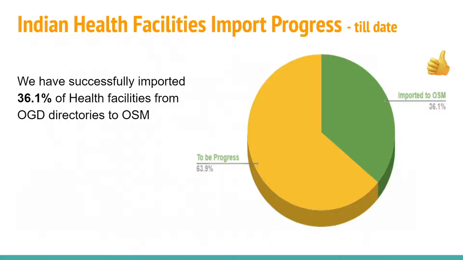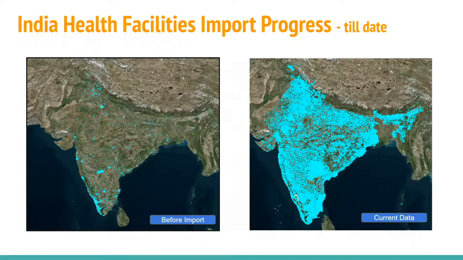Finally, here is the progress of the Indian health facilities import process till date. We have successfully imported 36.1% of Indian health facilities from OGD directories into OSM. We are very proud to show the data before the start of the import and the current health facilities data in OpenStreetMap. We feel it's our honor to improve the OpenStreetMap data in India.